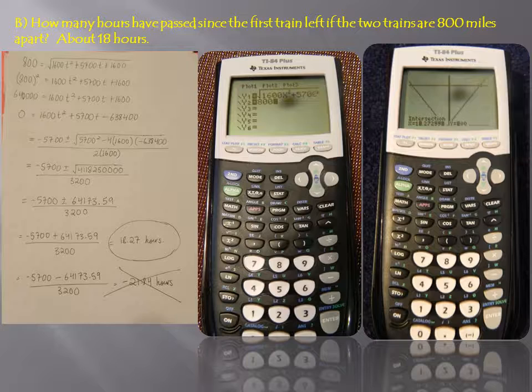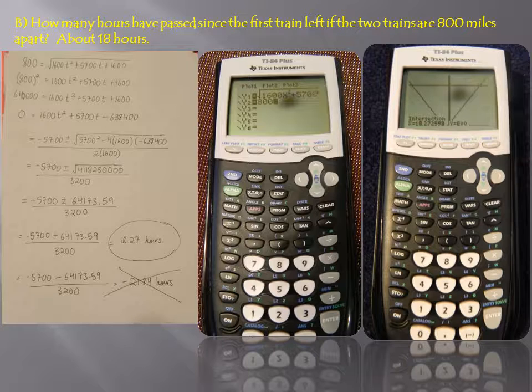Now you have a simple quadratic function. You can use the quadratic formula to find the solutions, which I did, and I got two solutions. You can cross out the negative because you can't have a negative amount of time. So the final answer is 18.27 hours, which is roughly about 18 hours.